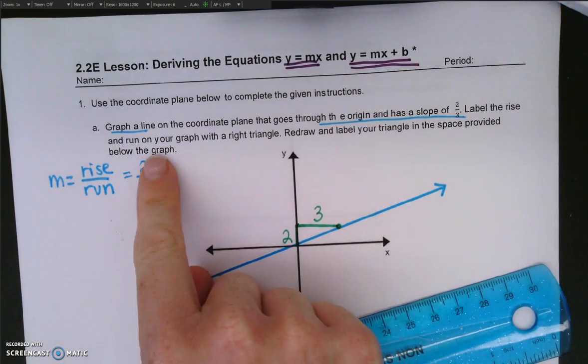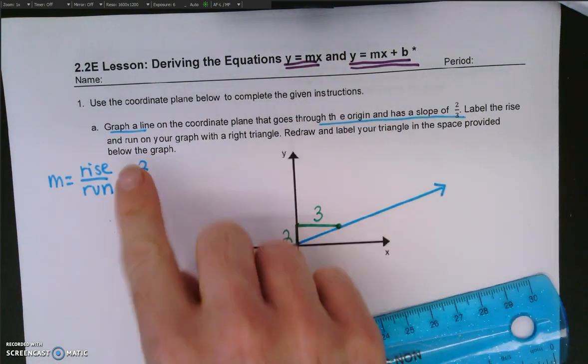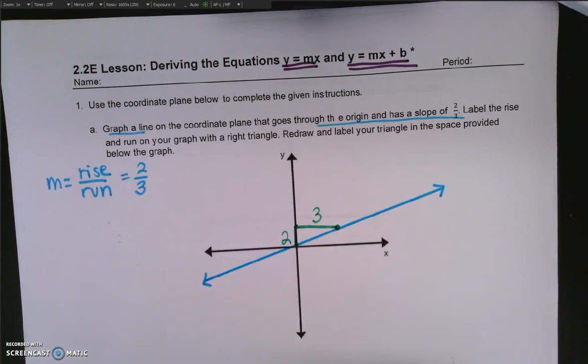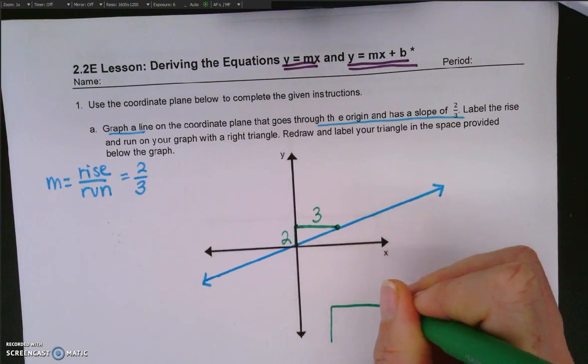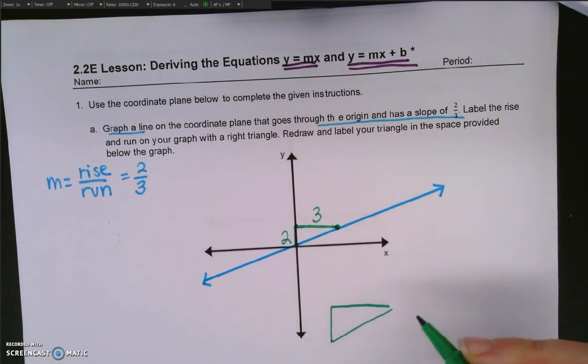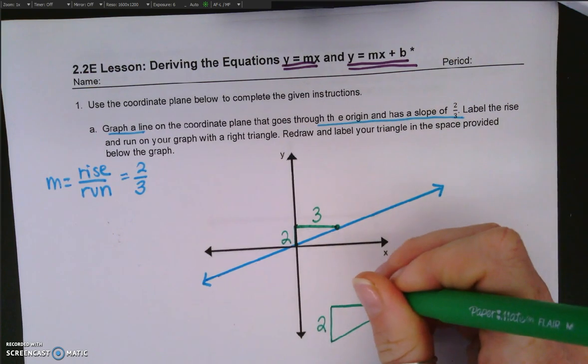Label the rise and run on the graph with your right triangle. Redraw and label your triangle in the space provided below the graph. So down here, I'm going to draw my first right triangle, which is my green right triangle, and that has a rise of 2 and a run of 3.